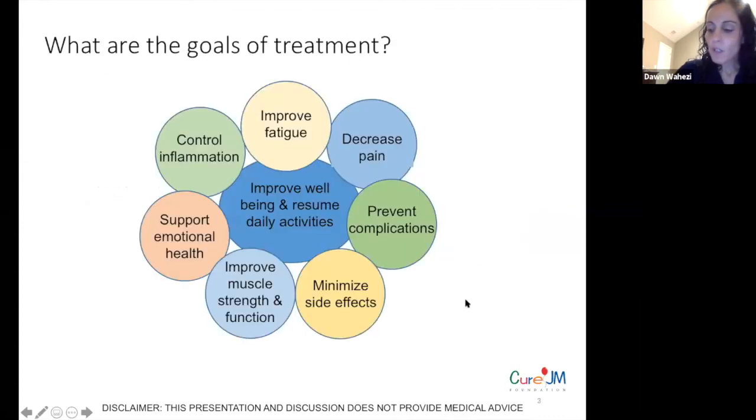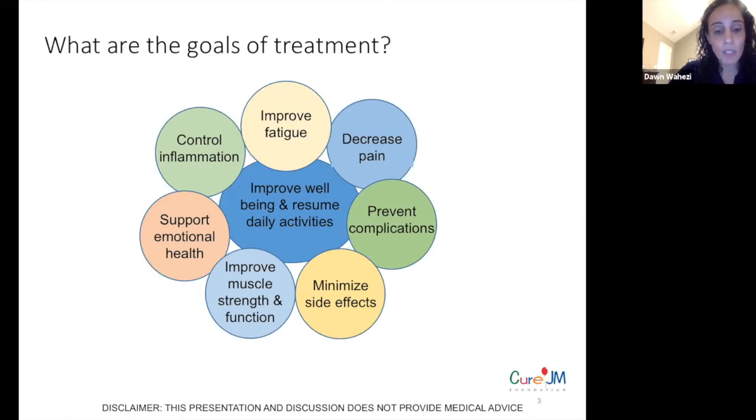First, I wanted to start off with the goals of treatment. Dr. Curran mentioned inflammation and the immune system and how that is a key factor in what causes juvenile myositis. So one of the primary goals of treatment is to control that inflammation. In doing so, we hope to improve the fatigue that your child might be having, decrease any pain or discomfort, improve their muscle strength and function, and improve any skin rashes. While we're doing that, we also want to prevent long-term complications.